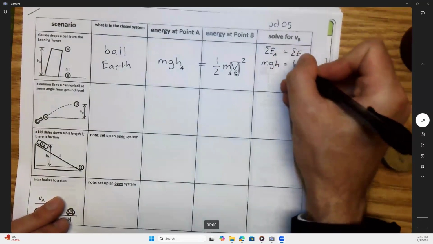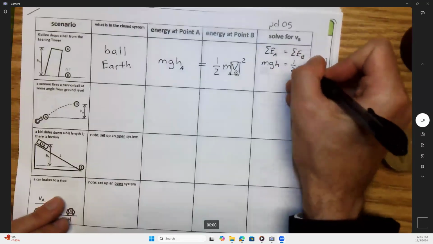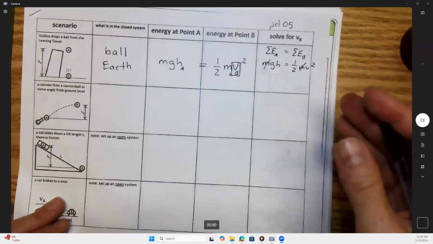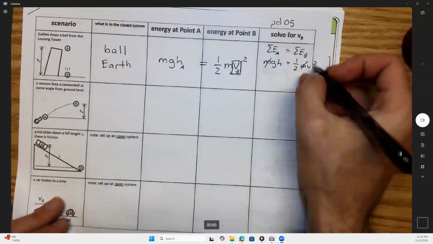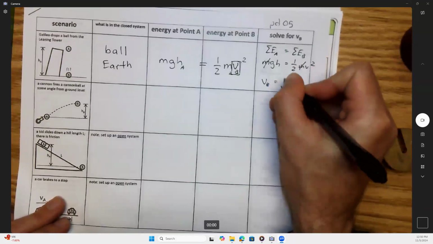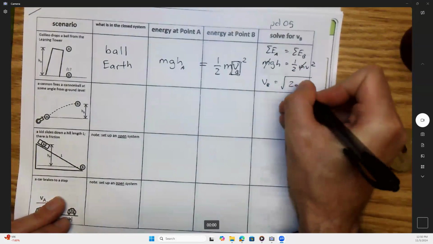Energy at point B, again, there's only one type, but now it's 1/2 mv squared. The m cancels out, like it has every time we've done this story, just in different contexts. Solve for v: times 2, square root. The speed at point B is, drum roll, square root 2gh.